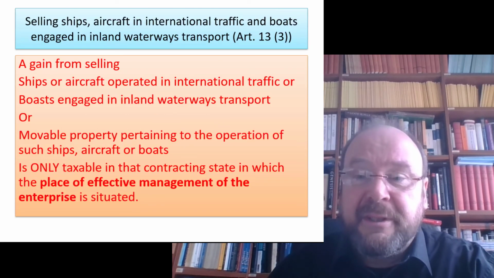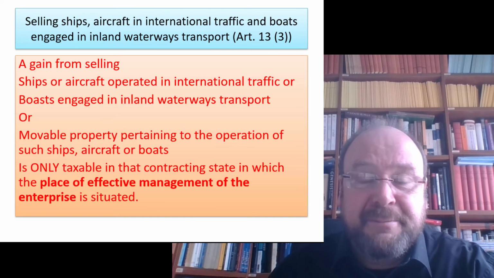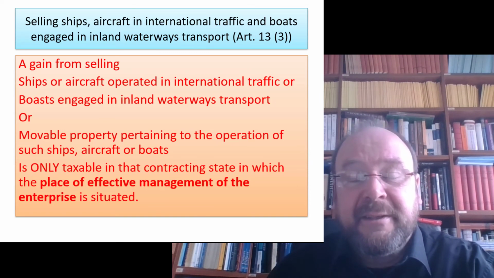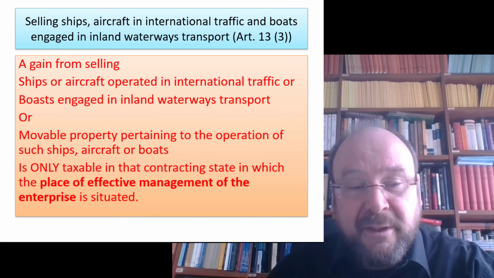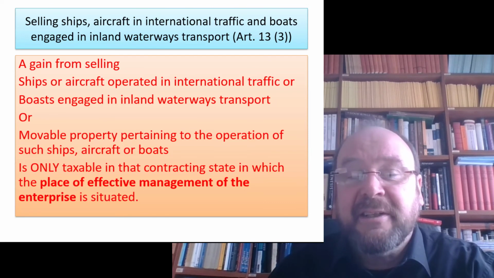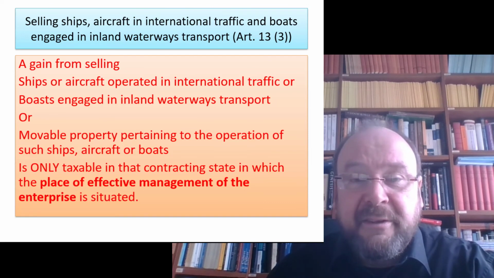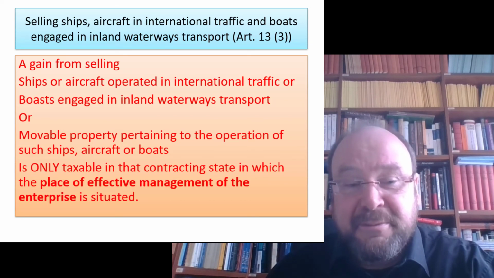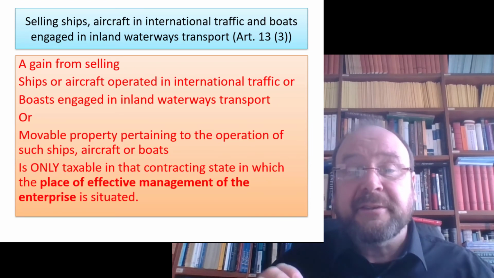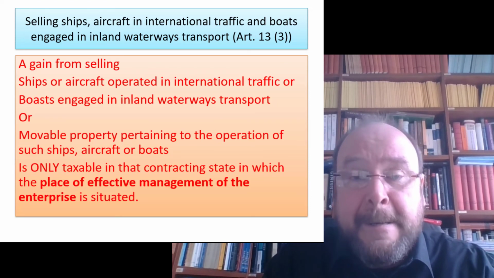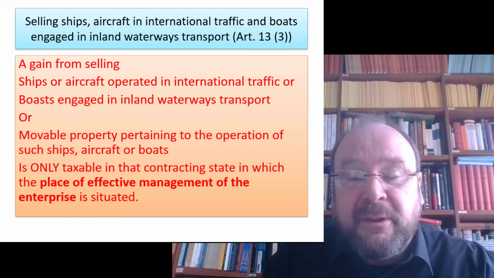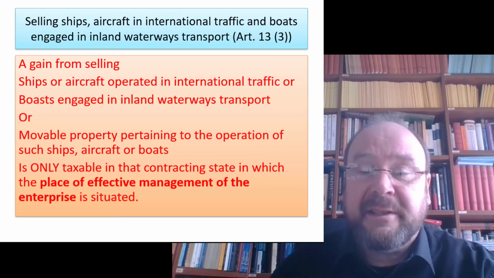The last thing which we have to mention shortly as a special rule in Article 13 gains is gains from selling ships or aircraft operating in international traffic, or boats engaged in inland waterways transport, including the movable property which belongs to such ships, aircraft, or boats. That will be taxable only, and only is here an important word because it precludes the application of Articles 23a or 23b. It shall be taxable only in the state where the effective management of the enterprise is located.